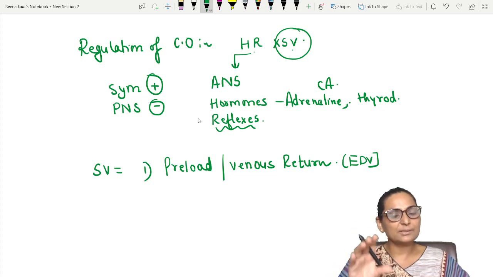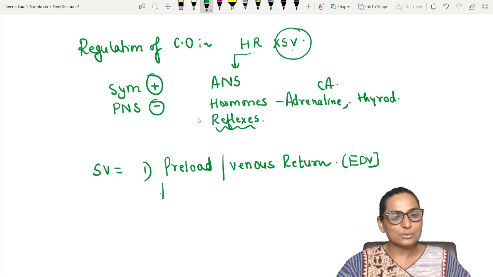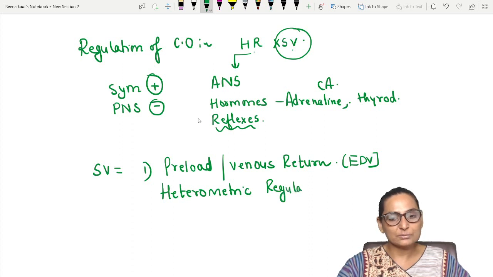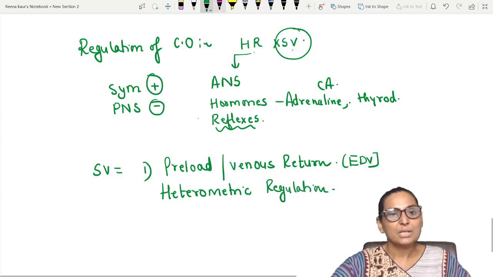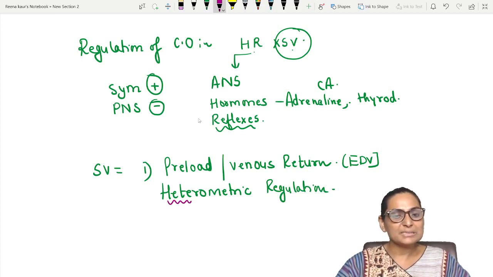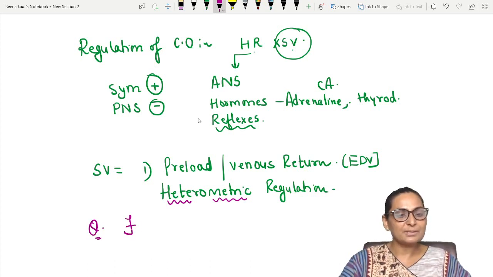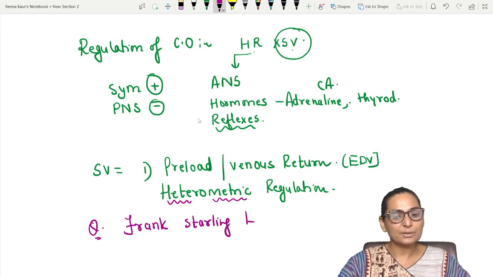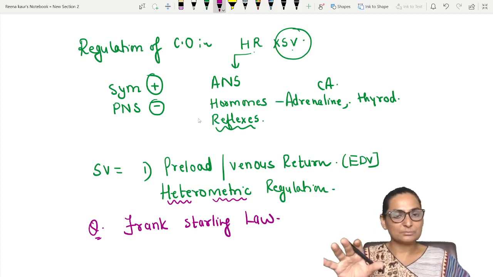That means a change in the volume of the heart. So this is also called as heterometric regulation. Heterometric regulation. So hetero means change, metric is pertaining to length. So it is heterometric regulation. This is based upon the Frank-Starling's law of heart or the Frank-Starling's law. This we will write down.